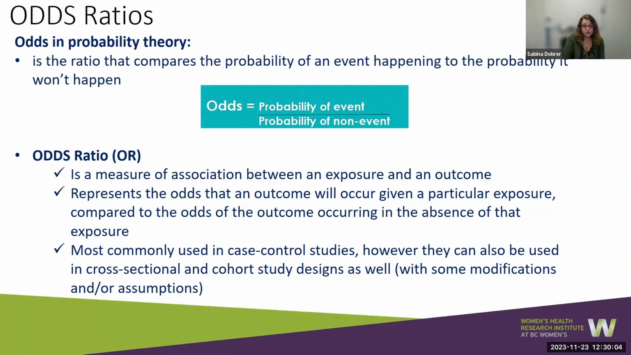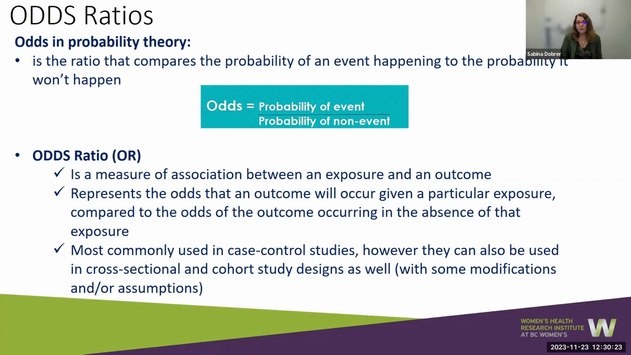So what are odds ratios in probability theory? It's the ratio that compares the probability of an event happening to the probability of the event not happening. So if you look at it through the lens of logistic regression, a person can die or survive.